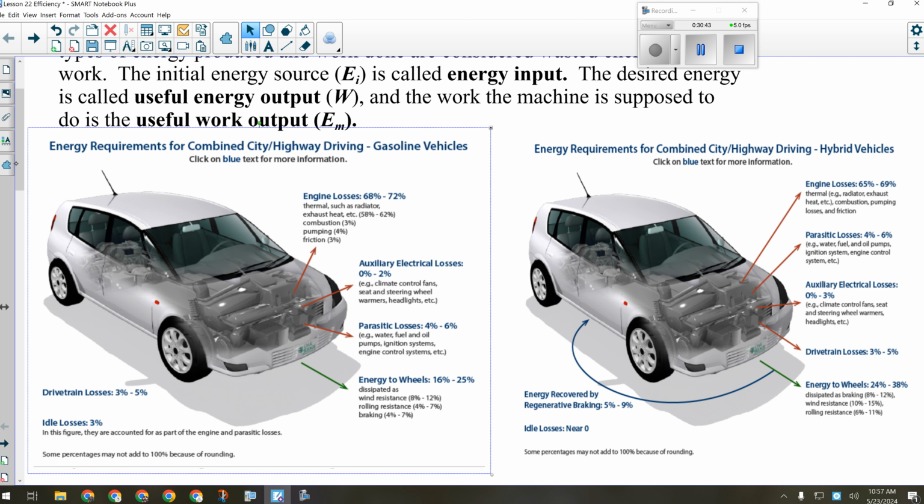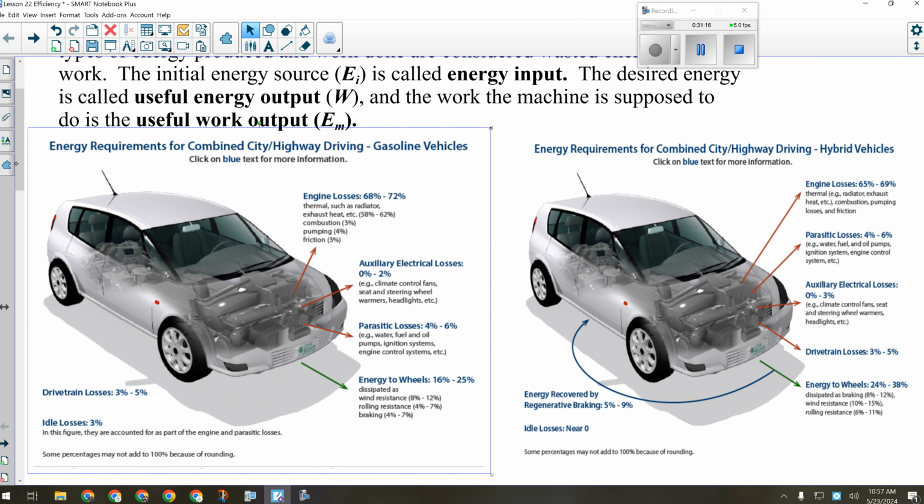So you've got an electrical system that helps. In a true hybrid, that's all it does, it helps to power the car along, which makes it more efficient. It usually is best when the car has to work hard, so if you're going up a steep hill or accelerating away from a stoplight. If we look at the numbers here, engine losses go down from 68 to 72 down to 65 to 69. There's some overlap there, but it's a little bit better. It's still the same things because you still have an internal combustion engine, but it's a little smaller.